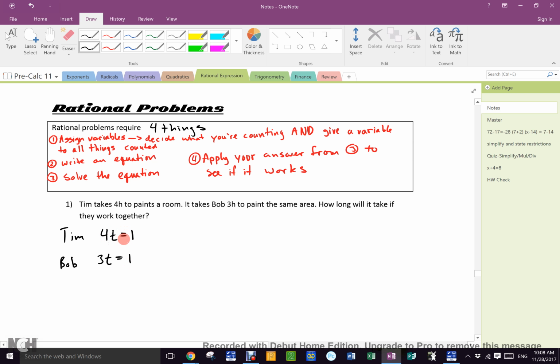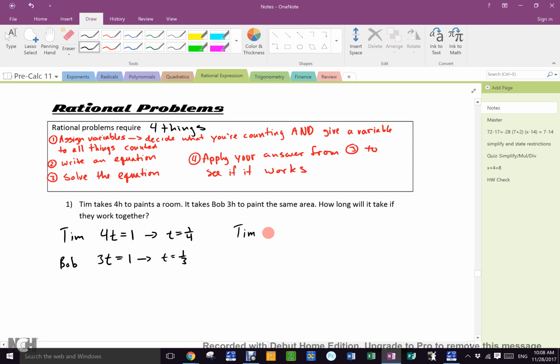Okay. Solve this. How much is 1 T? For Tim. What math do you do to solve that? Right. T equals 1/4 for Tim. Everybody cool? What is it for Bob? Everybody's good? Right? So if they're going to work together, I need the amount of time that Tim is going to work.